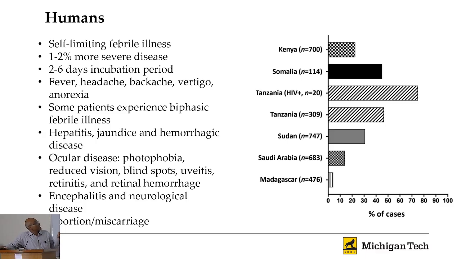So in humans it is a self-limiting febrile illness. It's not too much. I mean, because it may have mutations. It's still, at present, like that. Self-limiting febrile illness, 1 to 2% more severe disease. 2 to 6 days incubation period. Can anybody say what the incubation period is? What does that mean? I talked briefly about it yesterday.